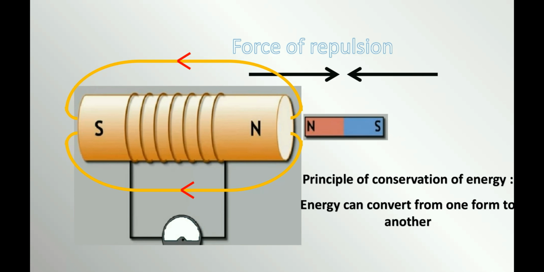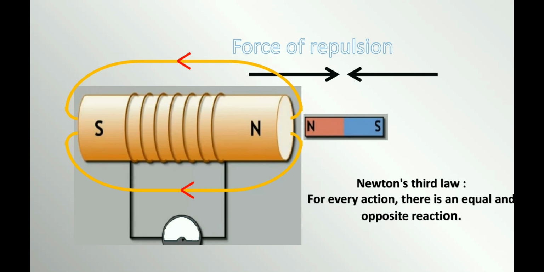We are doing mechanical work when we force the magnet inside the solenoid, going against the force of repulsion to cause the change in magnetic flux. Therefore, mechanical energy is converted into electrical energy. Newton's third law also supports this theory. As we can see, for our action, there is an opposing force acting towards it.